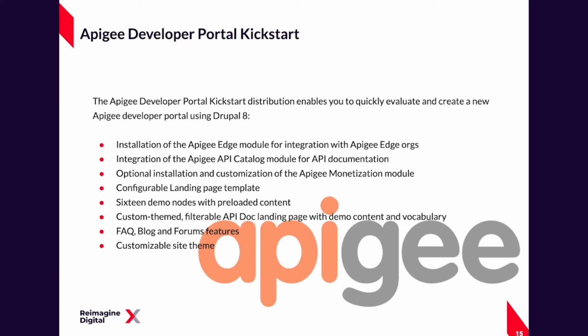And essentially you end up with a configurable landing page, a bunch of demonstration content, FAQ, blog and forum support, and of course the themed API documentation that was imported via the catalog module. And at that point, all that's really left is for you to customize the site theme as you see fit, and you are ready to deploy a fully operational Apigee developer portal built on D8.